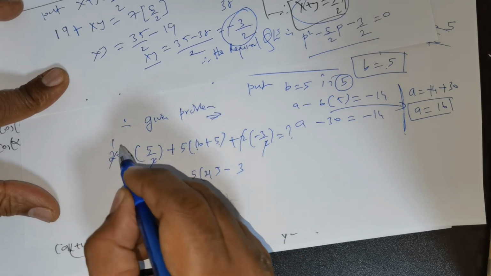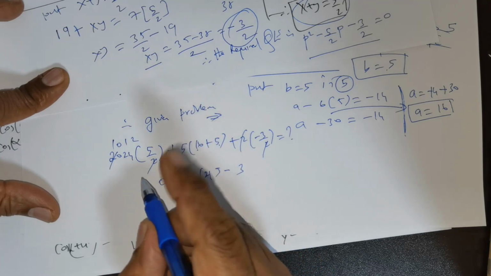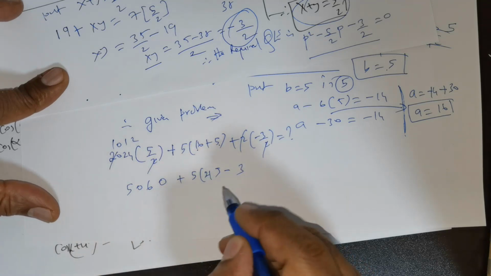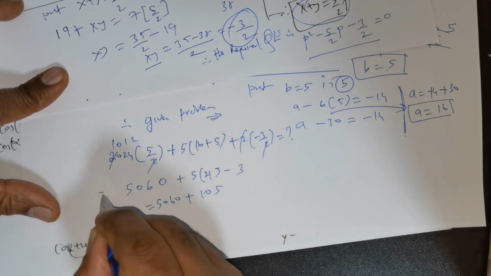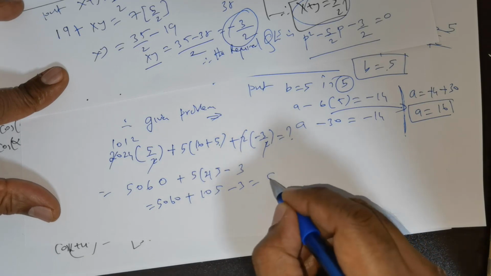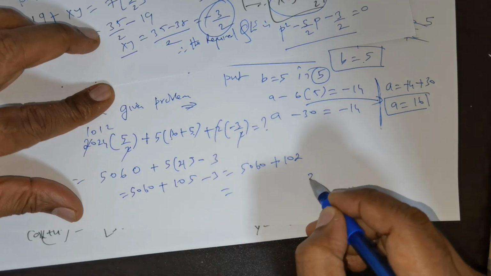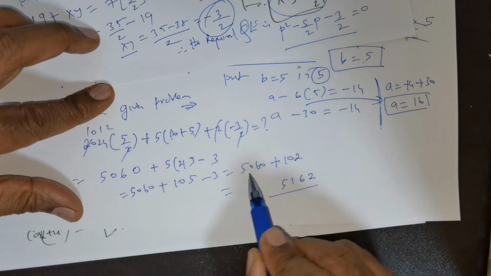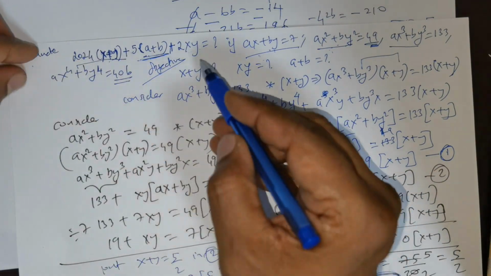Now 2 divides 2024 as 1012, times 5 is 5060, and then negative 3, which is nothing but 5060 plus 105, minus 3, which is going to give me 5162. So this is the final solution for the expression the question wants us to evaluate. That's exactly what I have done.